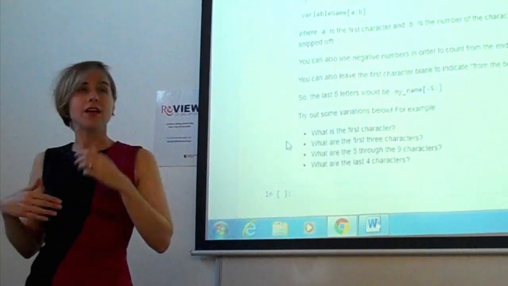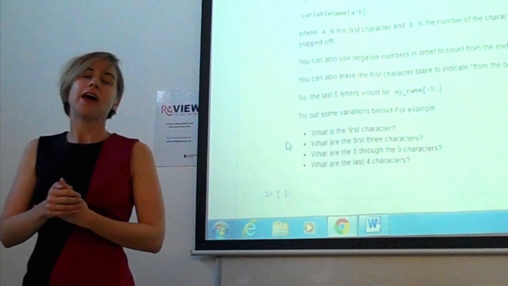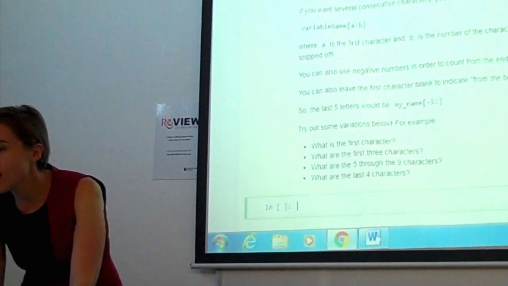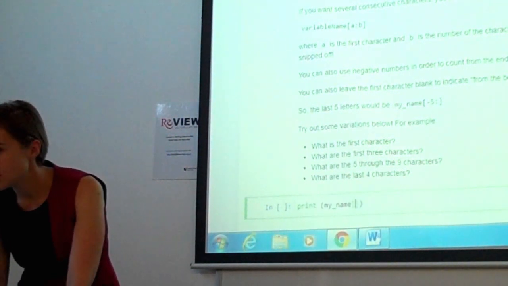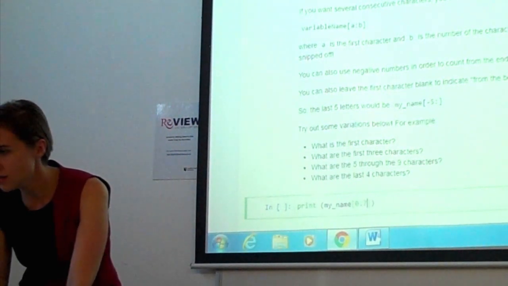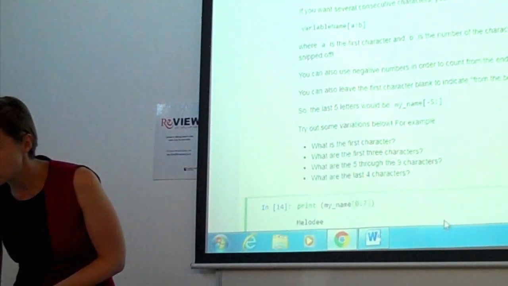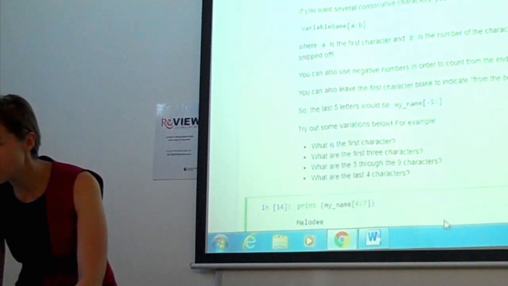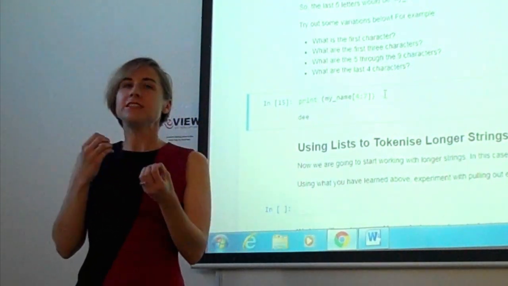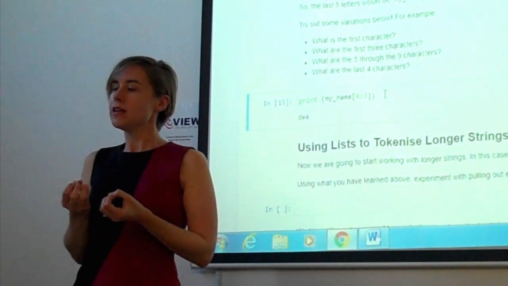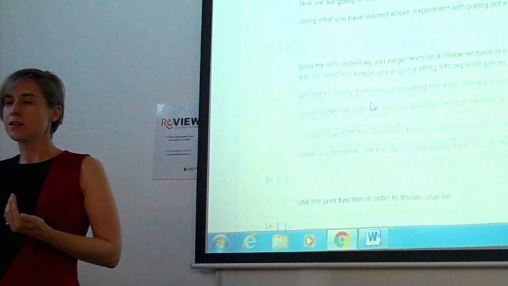So go ahead and try out some variations of your name. Try doing maybe just the first character, the first 3 characters, the last 4 characters, and see how you get on. So just for those of you who haven't quite got it yet, I'll give you an example here. Print my name, brackets, 0 through 7. And there's my name. And if I want to go by what my nephew calls me, 1, 2, 3, 4. Just go by that. So, it's a pretty simple way of pulling out exactly the letters that you want if you want to just show part of them.